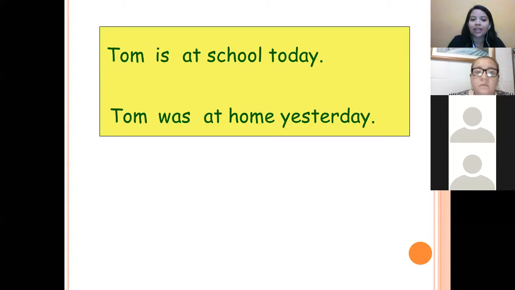There are a lot of different ways how we can use it. I want you to take a look at this one right here. We have Tom is at school today. So Tom ahorita está en la escuela. But in simple past, is becomes was. Tom was at home yesterday. Tom was at school in the morning. Tom was at school the day before. So en vez de is, hacemos el cambio para was.